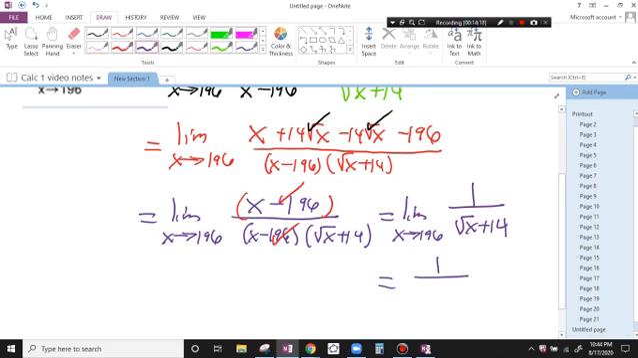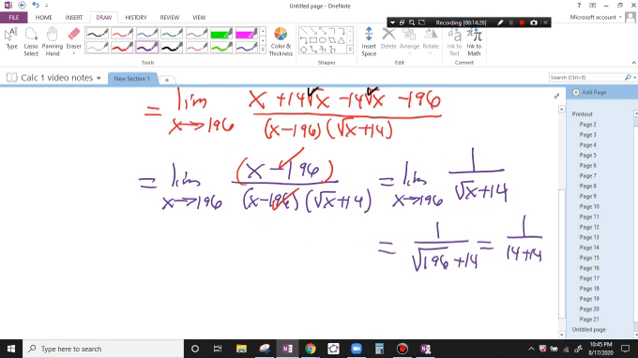This is equal to 1 over the square root of 196 plus 14. The square root of 196 is 14. 1 over 14 plus 14. The answer is 1 over 28. So all of that conjugate stuff and multiplying by it was to get nice canceling happening and turning it into something in which we could just plug in the number.